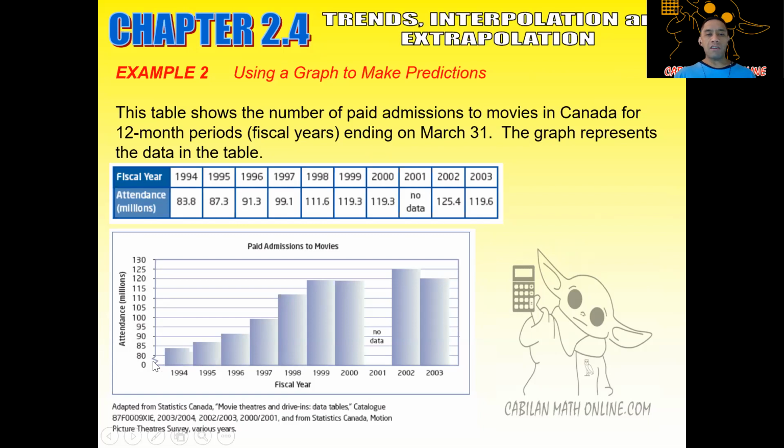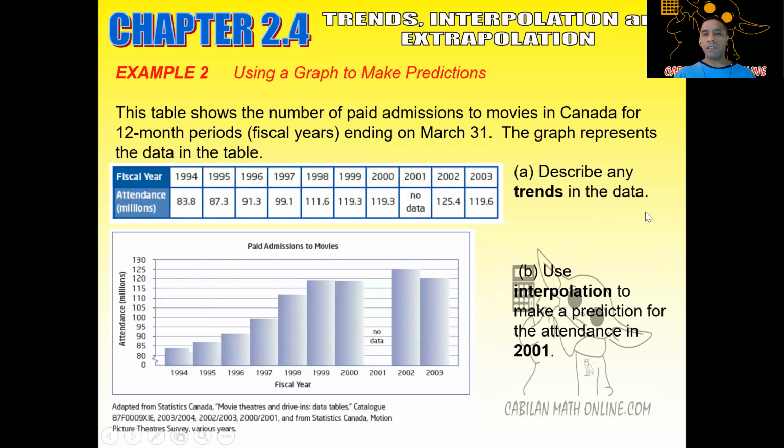Now, what I want you to see here is that we are now using a bar graph, and if you check, we started from 1994 and it ended in 2003. Now, if you take a look at the dead center over here, notice that this is the question that we want to ask based on the data that is given. When we take a look at question B, we're going to revisit this definition over here, the interpolation. So it says describe any trends in the data.